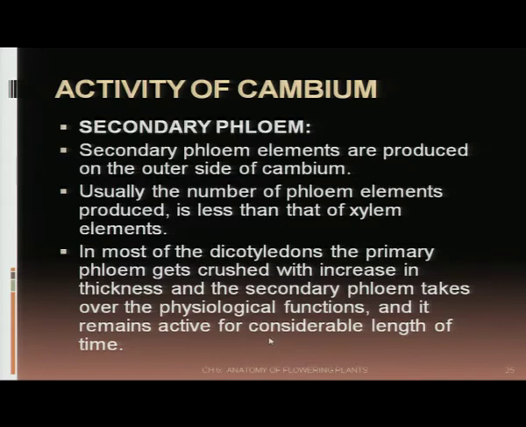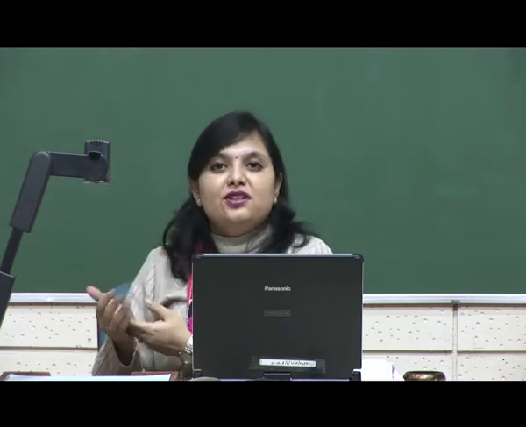What happens is that because so much tissue is being formed inside the stele and the cambium is moving backwards, and more secondary phloem is also being formed, the primary phloem gets crushed in the process. Meanwhile, the secondary phloem that has been formed will now take over the functions of primary phloem and do all the work, that is the conduction of the food.